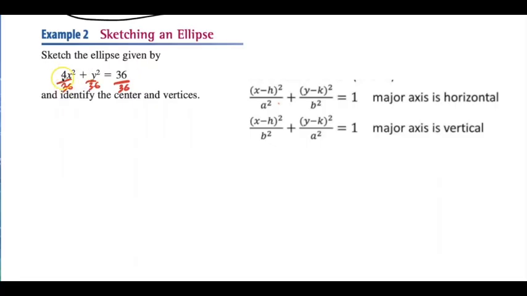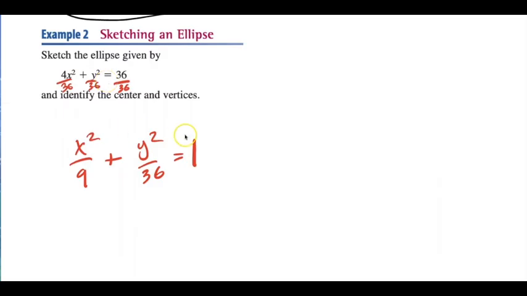We could reduce that. We could divide them both by 4. So we get x squared over 9 plus y squared over 36. And 36 divided by 36 is just going to be 1. So there's my standard form of an ellipse. And we're going to use this to graph.